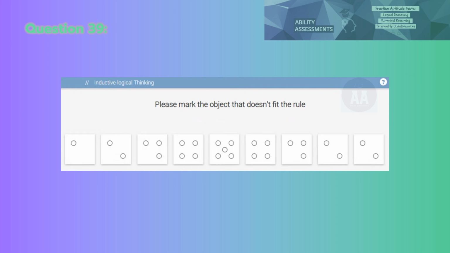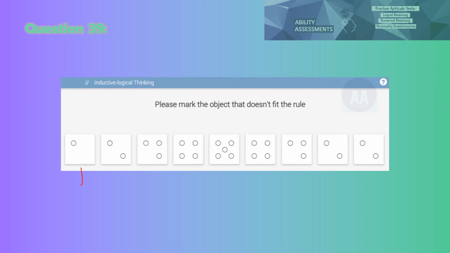So for question 39, as always, we start with our quick glance, and what we notice immediately is that there are only circles to be considered. In each of the objects, there are only circles, and the only thing that seems to be changing is the quantity and the placement of those circles. So let's start off by looking at the quantities, and then if we need to drill down further into the placement or the specific placement of the circles, then we can do that. But let's start off by looking at the quantities.